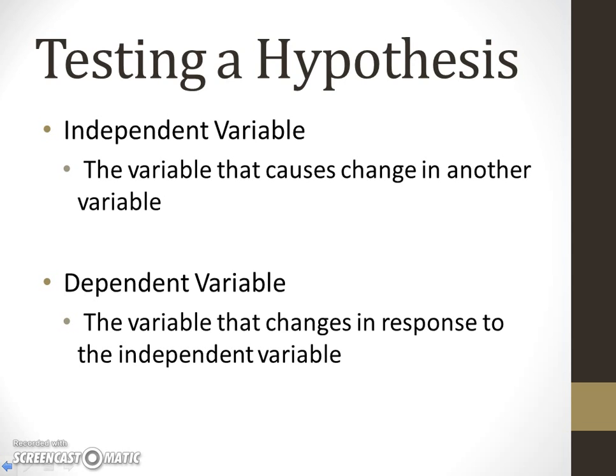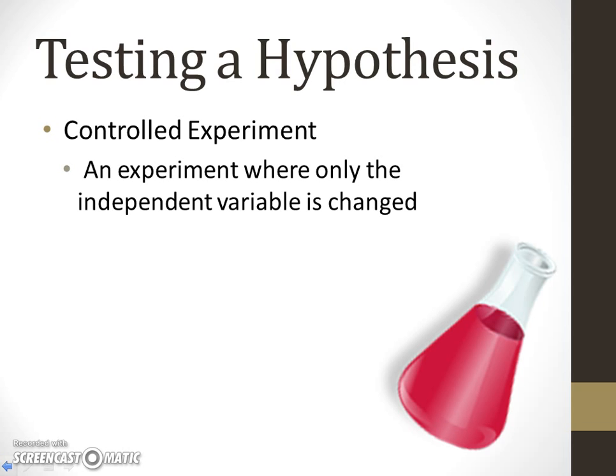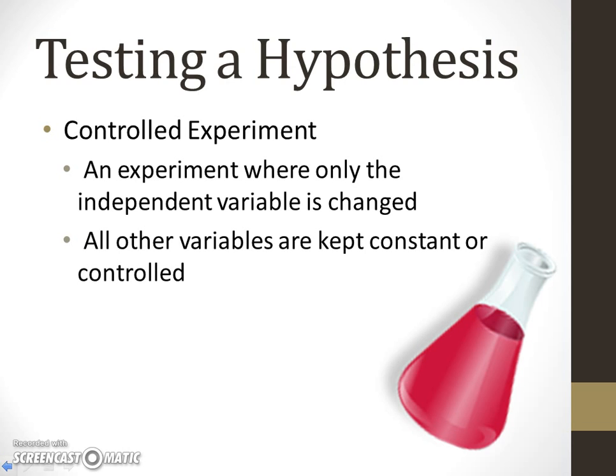Now, aside from independent and dependent, we also have controls and constants. A controlled experiment is where you are only changing one thing. You are only changing the independent variable one piece at a time. So if we're looking at time, you might change it by 1 second, 1 minute, or maybe 1 hour. All of the other variables are kept constant or are kept controlled.